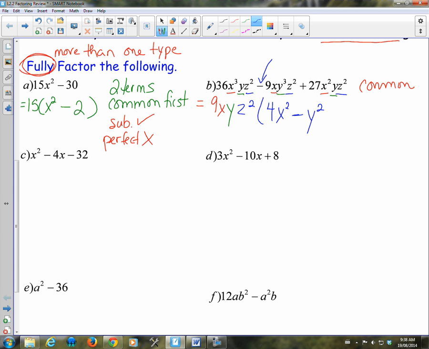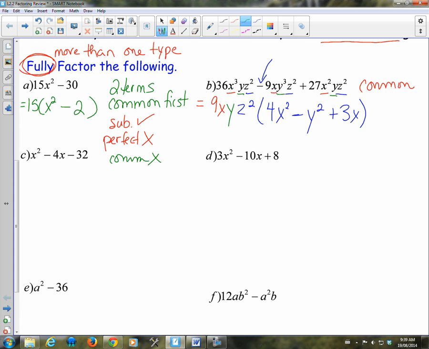Last one. 27 divided by 9 is 3. X squared divided by x, 2 take away 1 is x. Y divided by y, 1 take away 1 is 0. Z squared divided by z squared, 2 take away 2 is 0. There we go. Common factor. Look at what's in my brackets to see if I can factor it some more. There's 1, 2, 3 terms, but it's not a trinomial because I have an x squared and I have a y squared. So I'm done. That's it. No more factoring. C. Try to common factor first. Can I common factor? No.